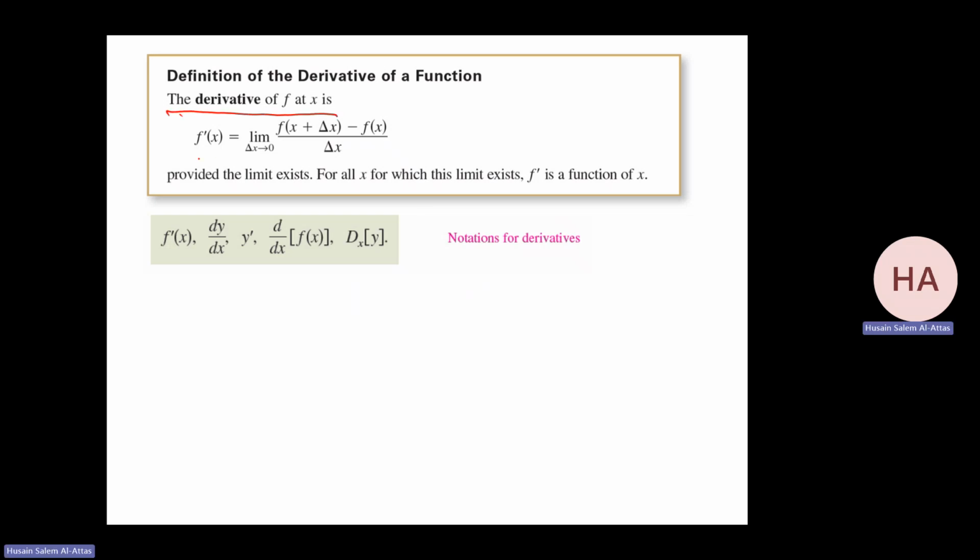The derivative, f prime, is the limit of this expression. If the limit exists, then we say the function is differentiable at that point. And these are just some notations for the derivative.